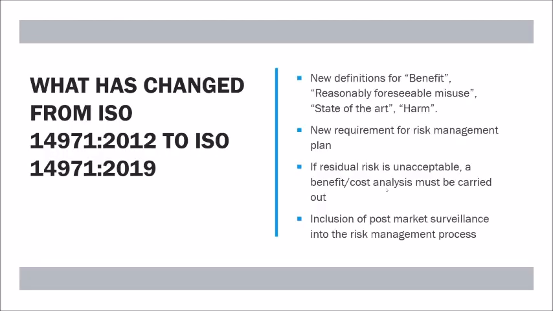So what's changed in ISO 14971 from 2012 to 2019? There's quite a lot that's changed in the structure of it, but there's also some new definitions in there. And the specific definitions that have changed or been added are benefit and reasonably foreseeable misuse. And one of the key ones that I want to highlight here is a concept called state of the art.